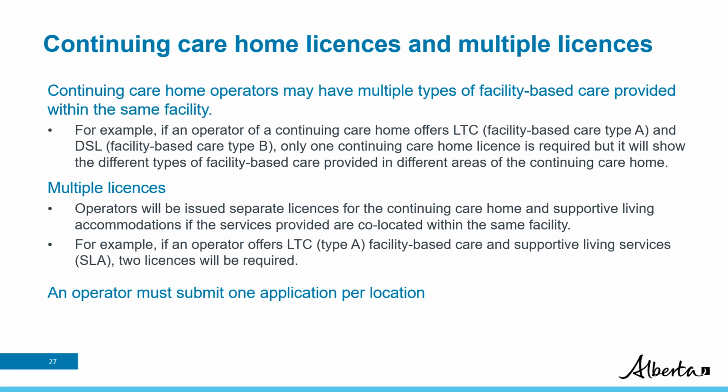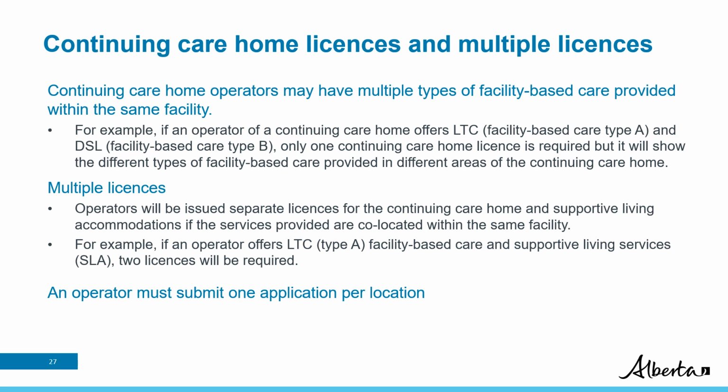Operators will be issued separate licenses for continuing care home and supportive living accommodation if the services are co-located. For example, if an operator offers long-term care services, Type A continuing care home, and supportive living accommodation services, non-health funded, 2 licenses will be required.